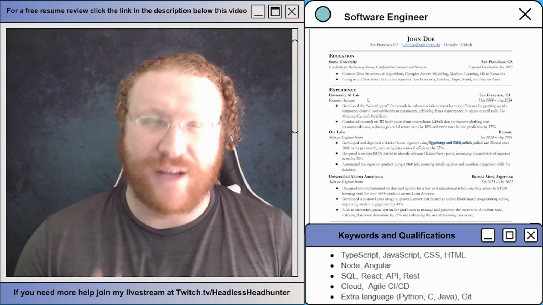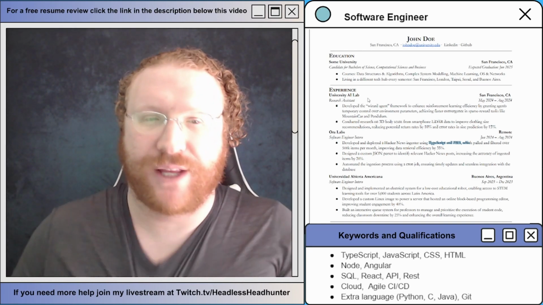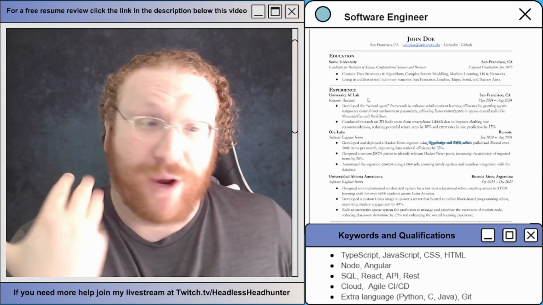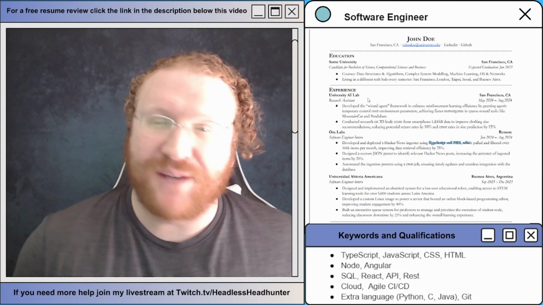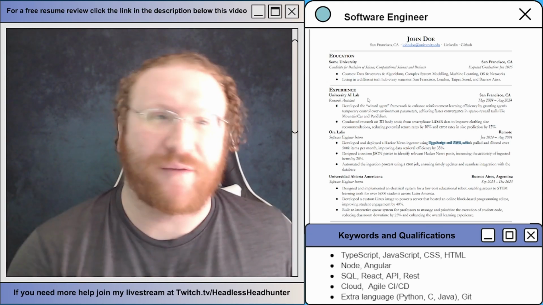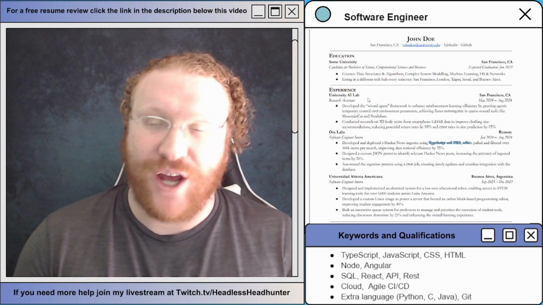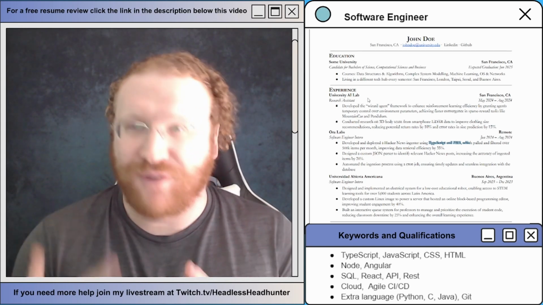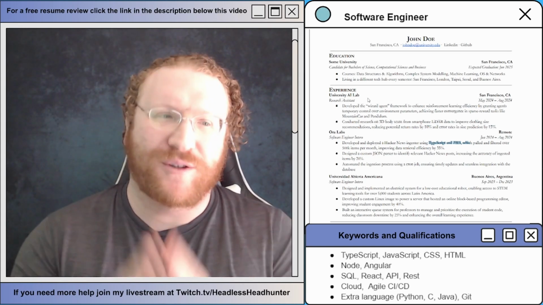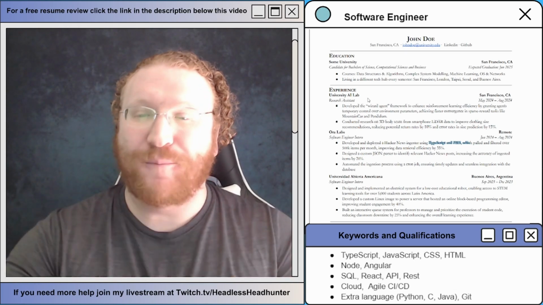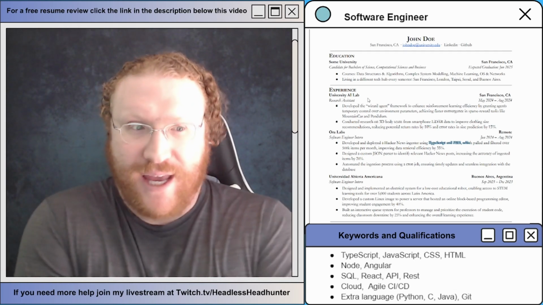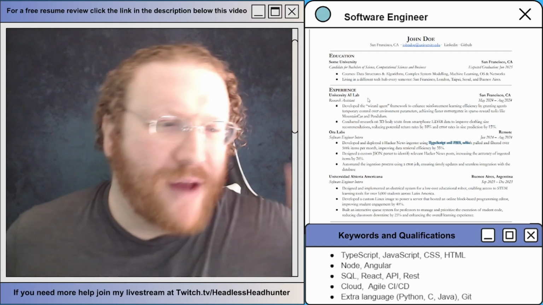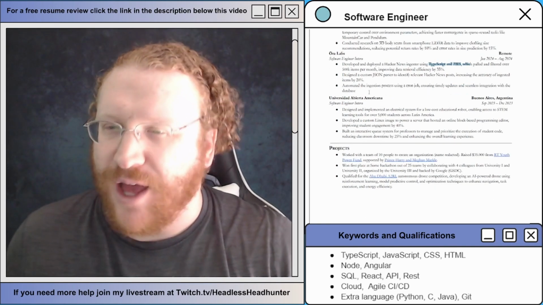IT resumes in general are very, very heavily keyword based. If you're in sales, it's qualification based. If you're a manager, it's mostly more qualification. But IT in general, especially for IC people, which is individual contributors, need a lot of keywords. It is a keyword based resume. So there's not much more I can do with this because there's nothing in here for me.